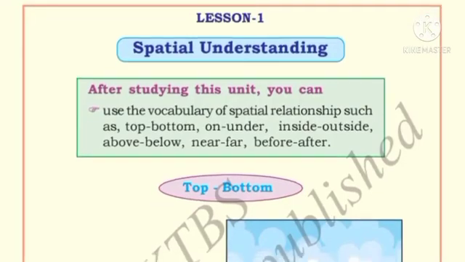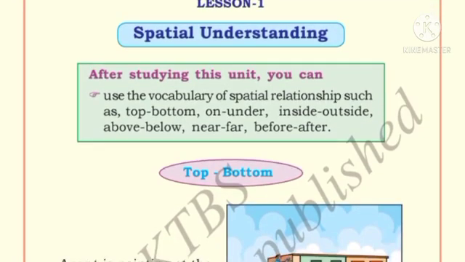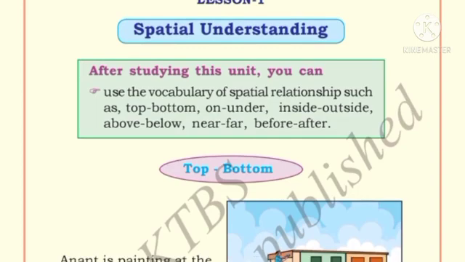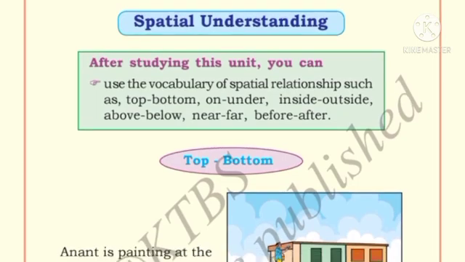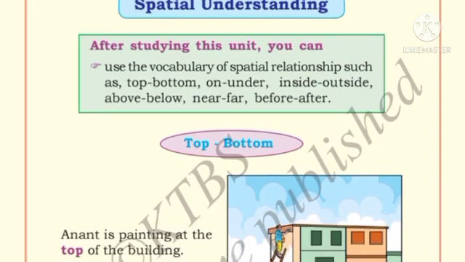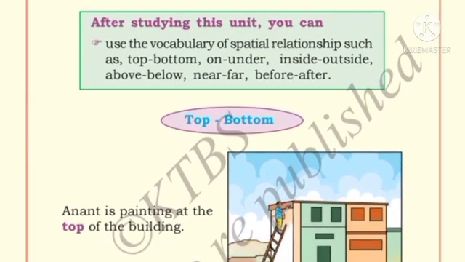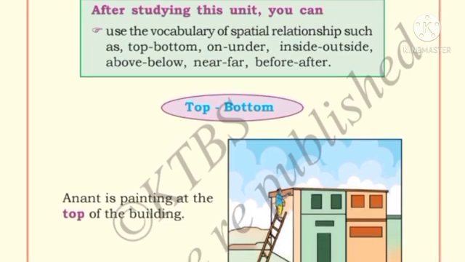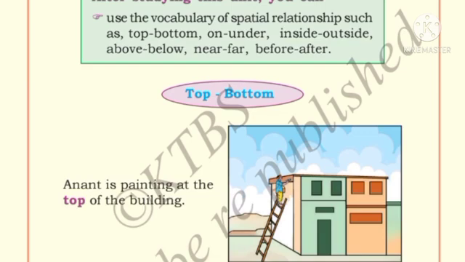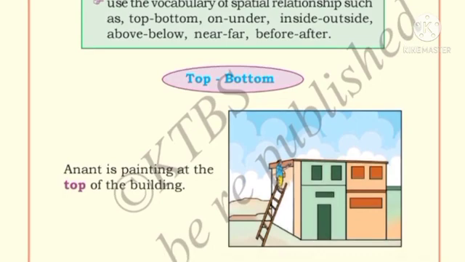In this video we are going to study lesson number 1 of class 1 maths, Karnataka state syllabus, that is spatial understanding. After studying this unit, you can use the vocabulary of spatial relationships such as top, bottom, on, under, inside, outside, above, below, near, far, before, after. So these are all the spatial relationships. That means how we have to use these words. After studying the concepts clearly, you will understand the difference between these two.